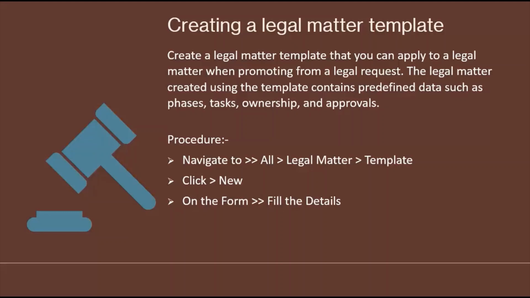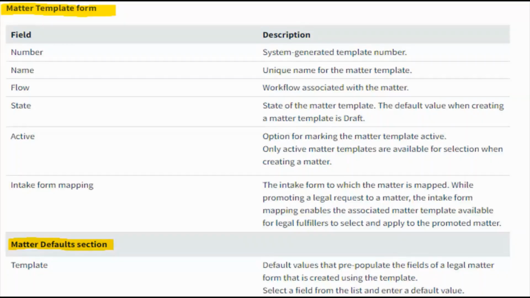So how do we create the template? We will go to the navigation bar and search for the particular name, like legal matter or template. Under that we have a template, and only an authorized person can create a new template or configure an existing template. These are the few fields while we create the template. First is Number. What is Number? It's a system generated template number.